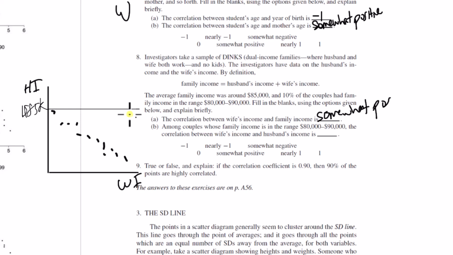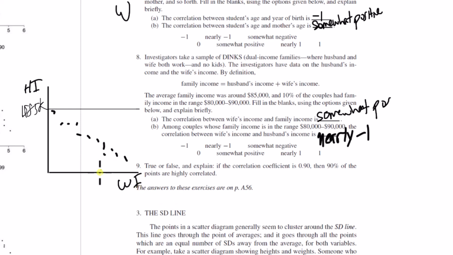So in that case, because we have this constraint of total 85,000, this is going to be very linear, very nearly -1, very close to -1. Because if you know that the total income is between 80 and 90, then if you know the wife's income or the husband's income, you know it's going to add up to something around 85, or 80 to 90. So because of the constraints here, this is going to be a close to -1 correlation.